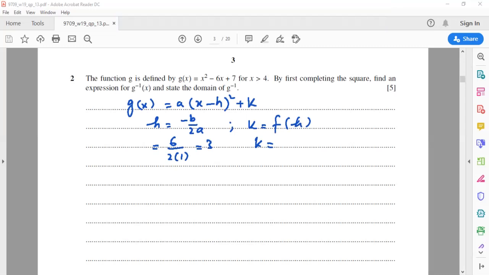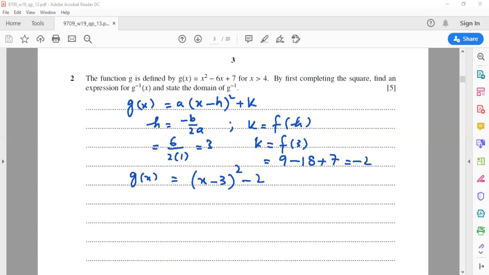Now for finding the value of k, let's find f of 3. When you are looking for f of 3, 3 square is 9, minus 6 3s are 18, and then plus 7, and if you simplify, you get minus 2. So your expression is written in this format. Since there is nothing over here, in place of a it's 1, so (x minus 3) whole square minus 2 is your expression.